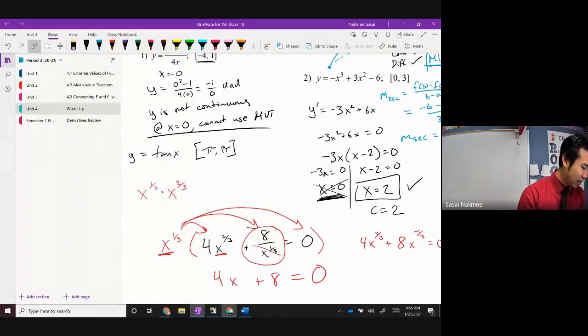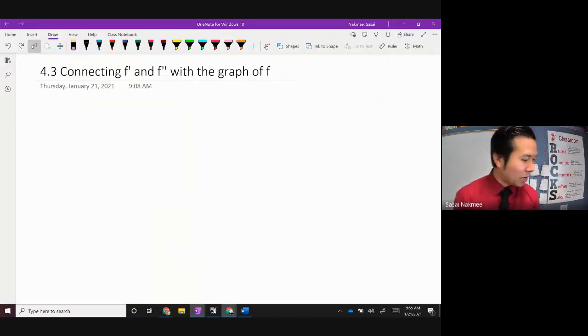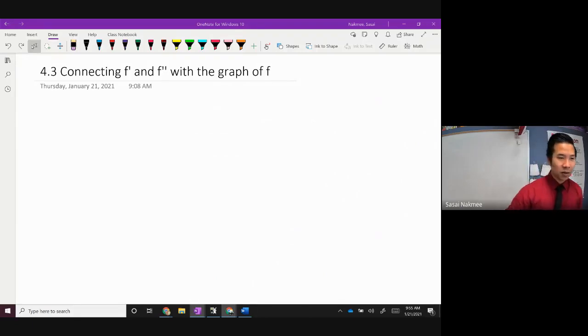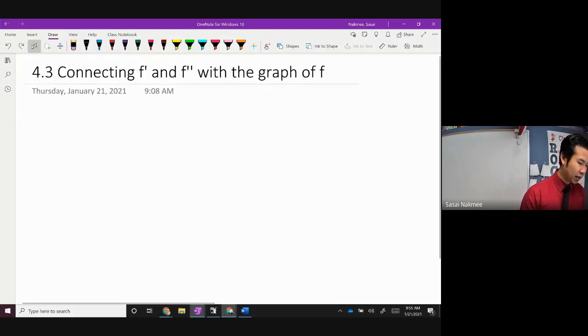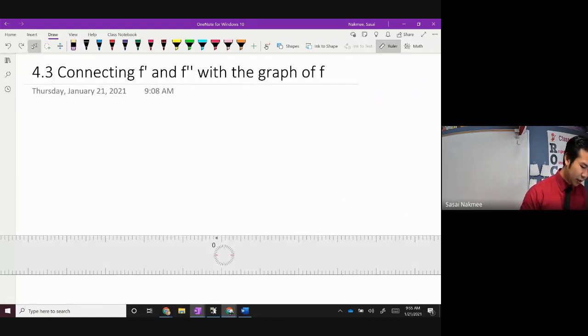Let's go ahead and move on to the day's notes. Today, we're going to be talking about connecting f prime and f double prime with the graph of f. Connecting those guys together. So if you guys want to, that's the title of today's notes for 4.3. Get that down, and then we're going to jump into the notes right here. So let me go ahead and get my ruler out. I wanted to show you this real quick.